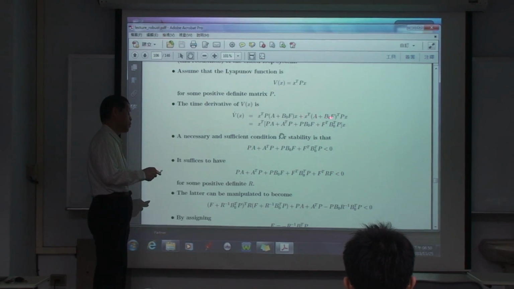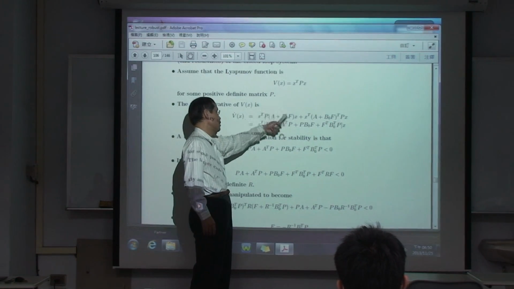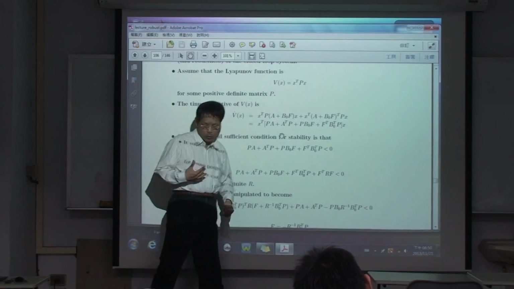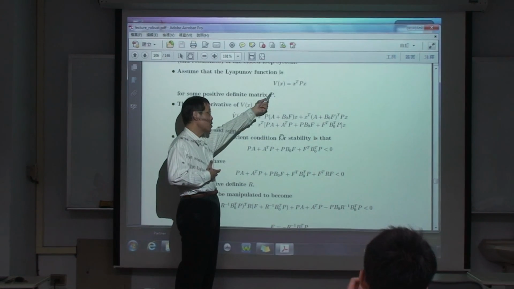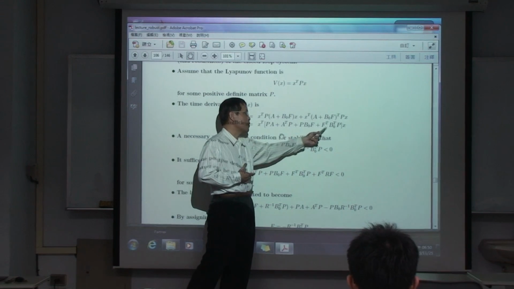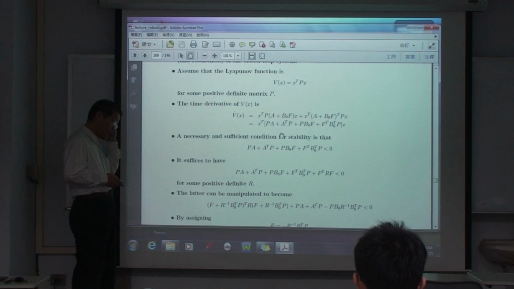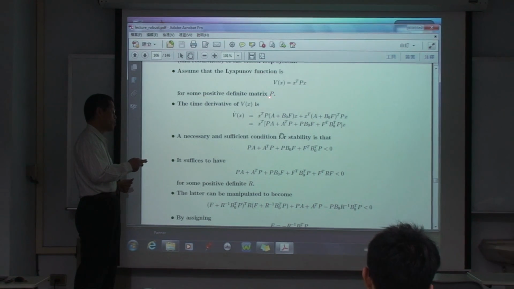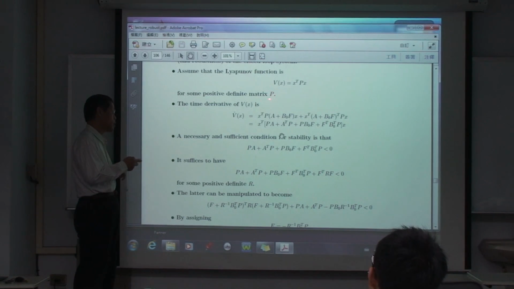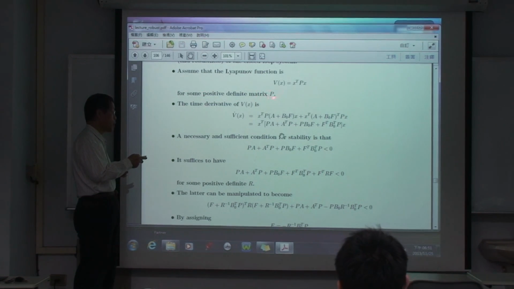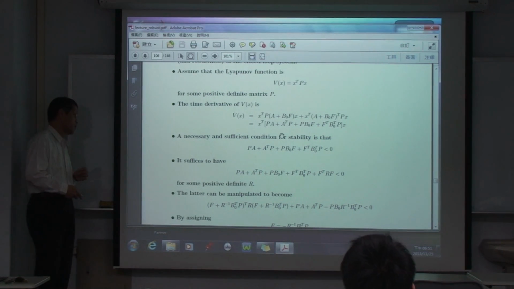And this particular equation, again, contains unknown P and unknown F. Definitely one way to do it is to assign a particular P. For example, you can assign P to identity, and then find whether an F can satisfy it. That's possible, but that can be restrictive. So therefore, we do not want to restrict P to a particular function at this stage. Rather, we allow it to be any positive definite matrix.